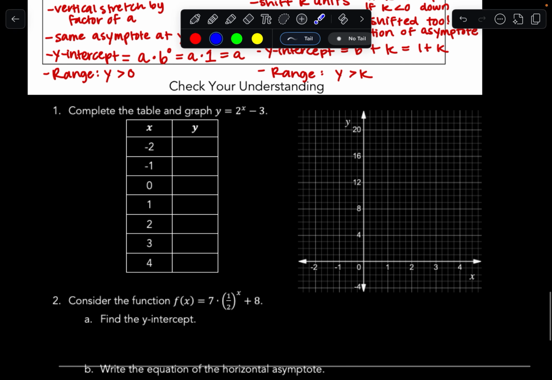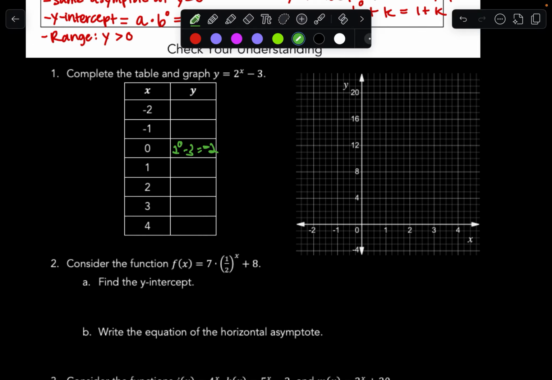So here we go, to complete the table and graph y equals 2 to the x minus 3. So they're asking us to complete the table. I always like to start at x equals 0, so that would be 2 to the 0 minus 3. 2 to the 0 is 1, so it's 1 minus 3, which is negative 2. So that tells us at 0, the graph is at y equals negative 2.